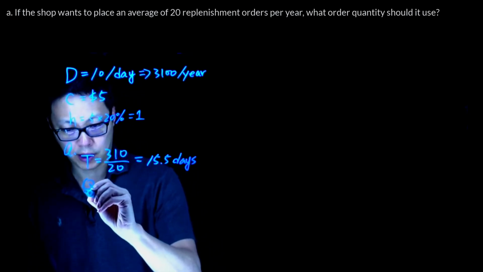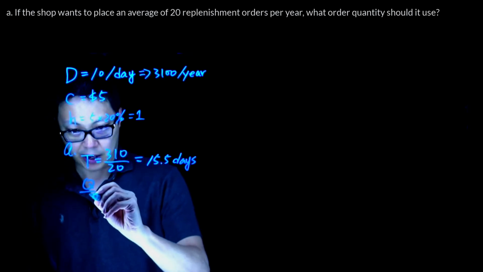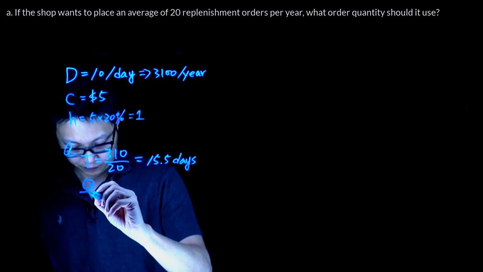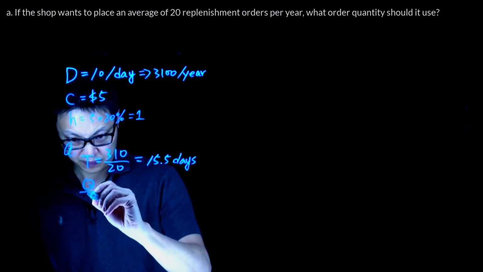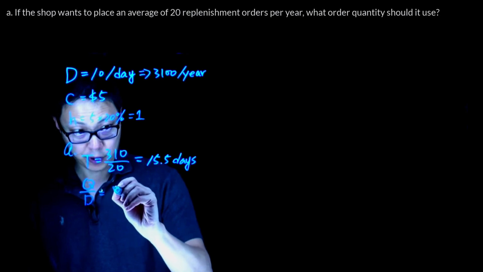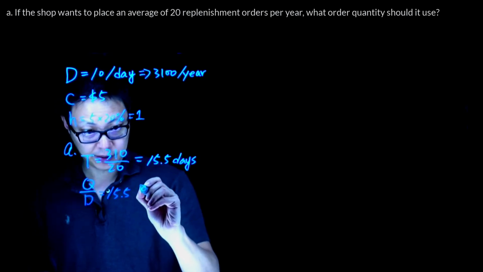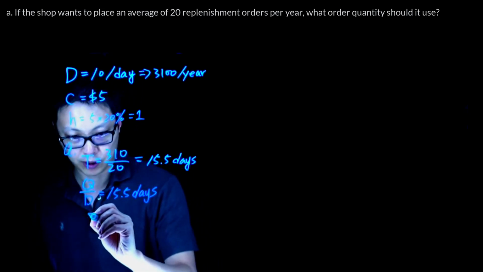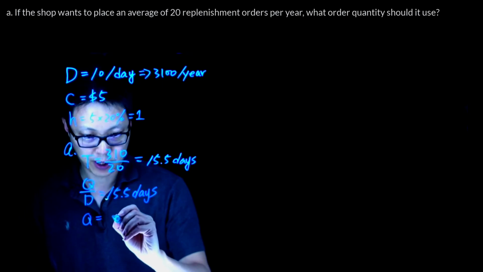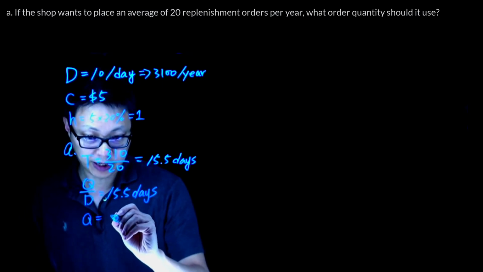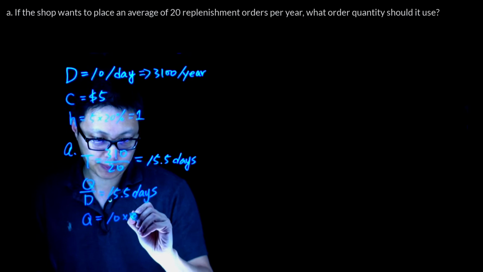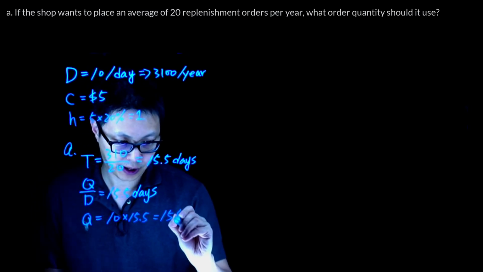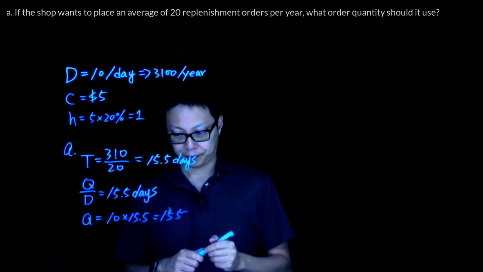Then I know my order quantity divided by my daily demand will be equal to 15.5 days, which means my order quantity in this case will be the daily demand, 10 per day, multiplied by 15.5 days, which is equal to 155. Okay?